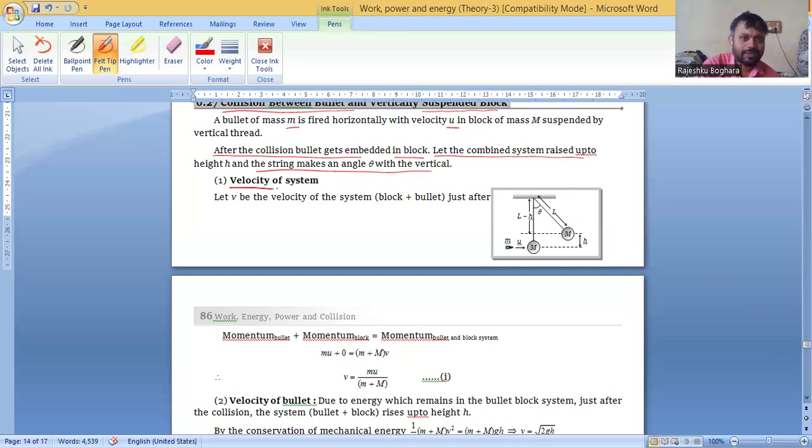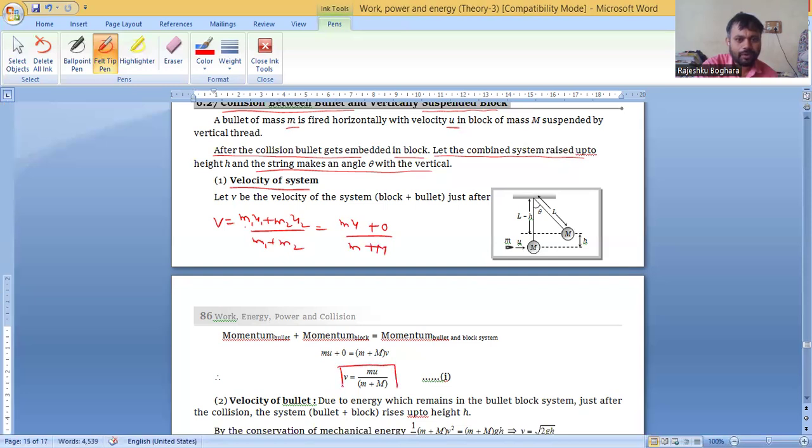So the velocity of this system after the collision, we know, is v equal to m1 u1 plus m2 u2 upon m1 plus m2. Here m1 equal to m, u1 equal to u, u2 is 0, so it is m plus capital M. So after collision, its velocity is mu upon small m plus capital M. Equation number 1.